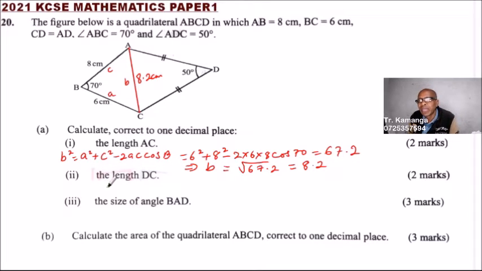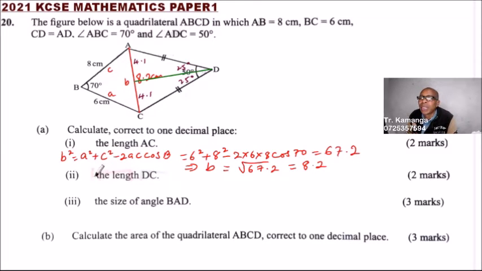We are supposed to get the length DC. DC is this side. What we do is you note that triangle ADC is an isosceles triangle. So if you drop a perpendicular here, it will divide this angle into 2. So this is 25 degrees and this is 25 degrees. This side becomes 4.1 and this is 4.1, as we divide 8.2 by 2.